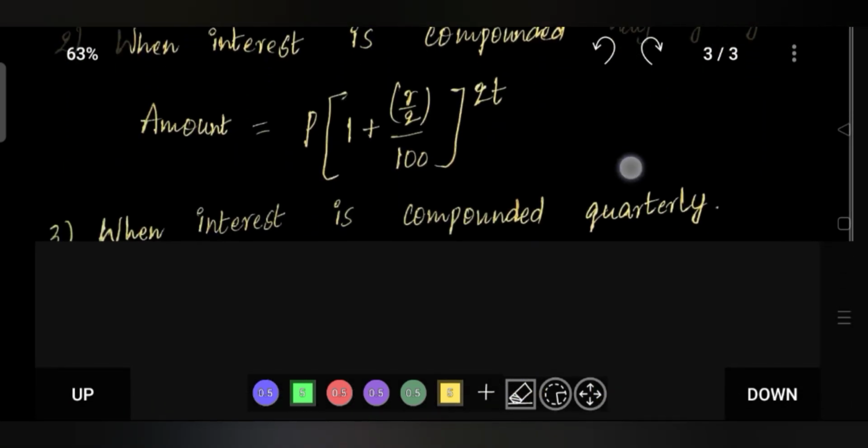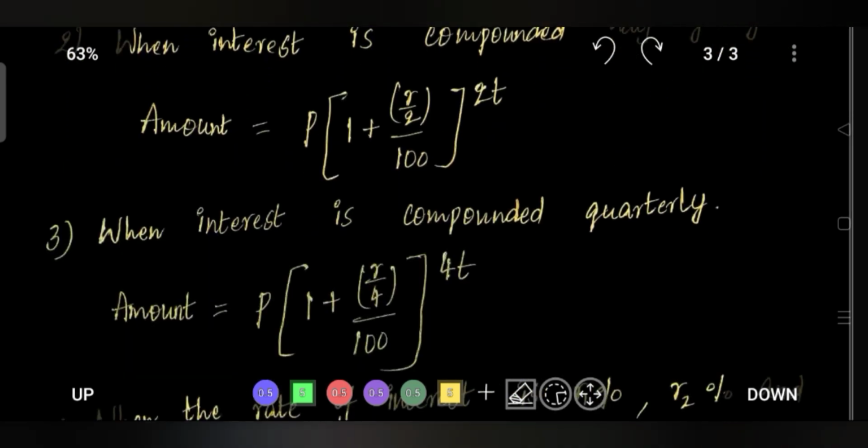Now in the same way, when the interest is compounded quarterly, we have to pay one fourth of the rent, that is R by 4, and the interest is compounded 4 times in 1 year. So for t years it will be compounded 4t times, that is why we got the power here as 4t.